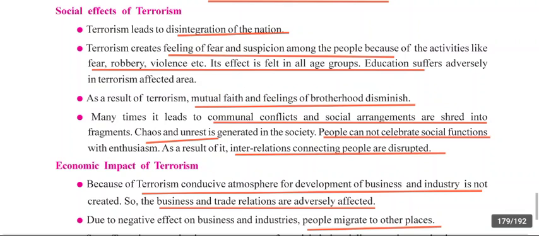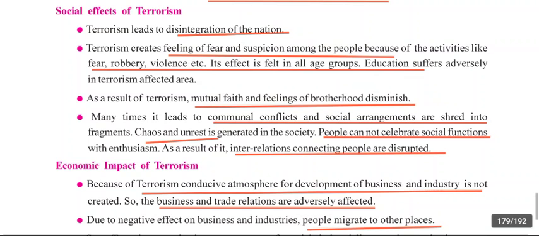Education suffers adversely in terrorism affected areas because people are constantly afraid of not just terrorists but even each other, because they don't know which person will become a terrorist next. Due to the robbery, the violence, the murders, the killings, the kidnappings, people suffer as a society. Even the children are not able to be educated properly due to the constant fear of terrorism and bomb blasts.